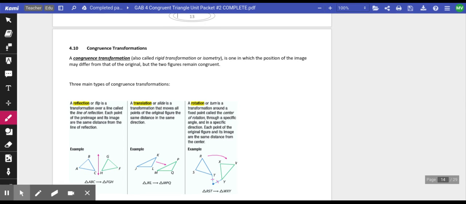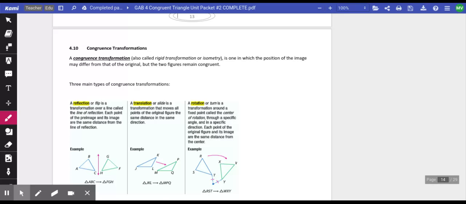Congruence transformations are often called rigid transformations or isometries. It's one in which the position of the image may differ from that of the original, but the two figures remain congruent. So we talked about that congruent triangles are when I can manipulate one, spin it, flip it, move it so that it's on top of the other. These are the methods by which we can move it.